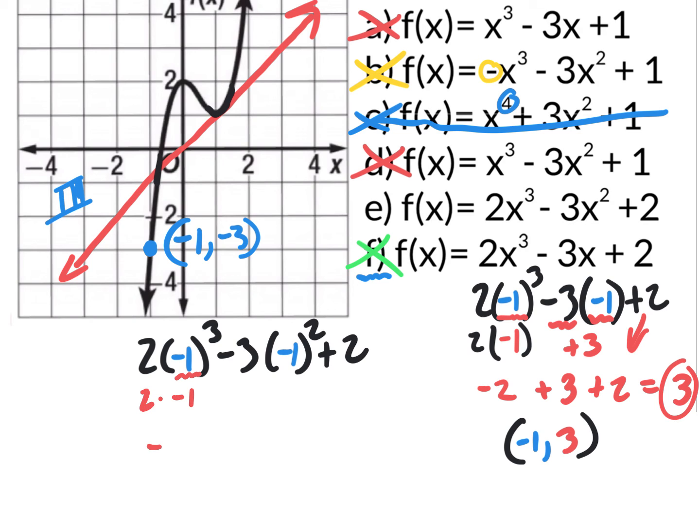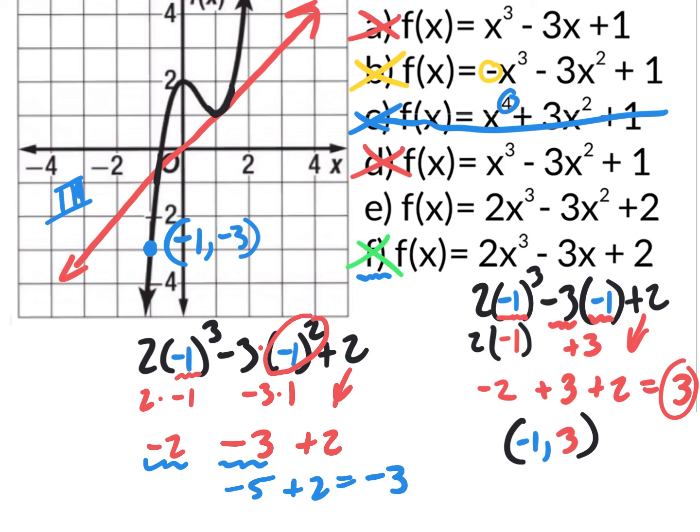Multiply that by 2, you'll get a -2. And then over here, you have to do the exponents before multiplying by -3. So -1 squared is +1. So you really have a -3 times a +1, that is -3. And of course, we bring down that +2. And when we combine -2 minus 3, that's -5. -5 plus 2 ends up giving us the output -3 that we actually see right there.